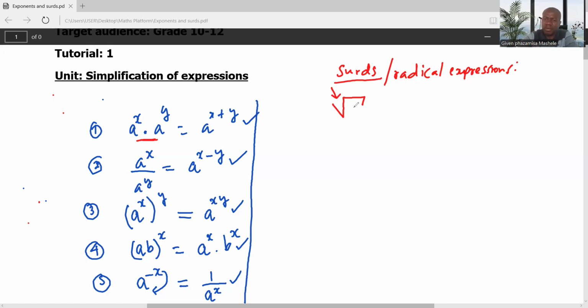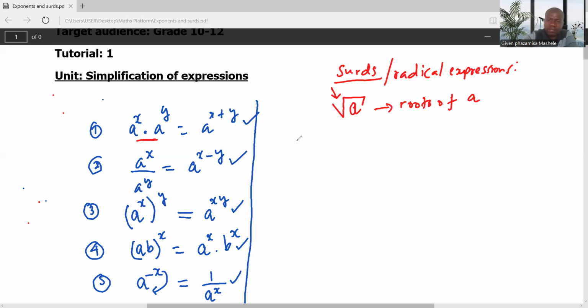For example, the root of a. This is called the root of a. So expressions that are in radical form, we call them surds. So we want to talk about the laws of surds. Now, let me talk about the laws of surds.